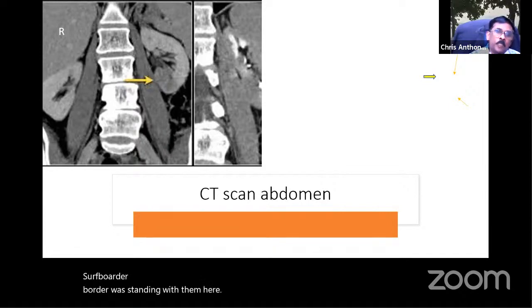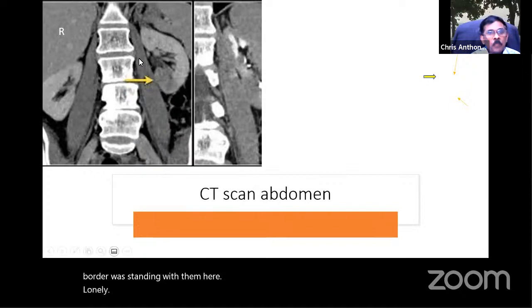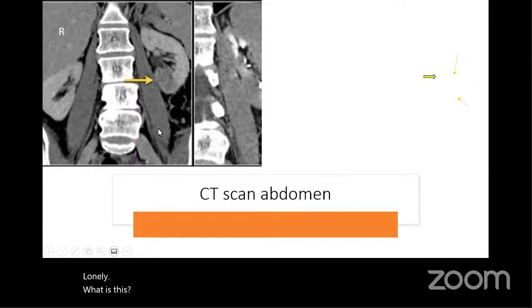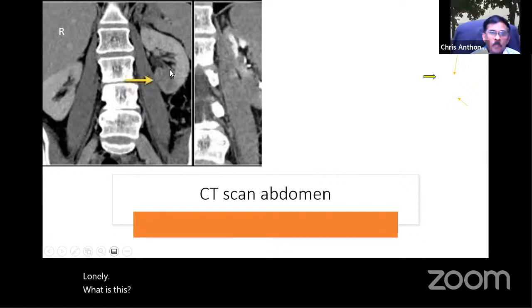So in this case, what do you think? The border, the boundary here. What is this tissue? What is this shadow? Psoas muscle. Okay, good. So the kidney lies on the psoas muscle. So you see the lower pole. Do you think it's a well encapsulated lesion?